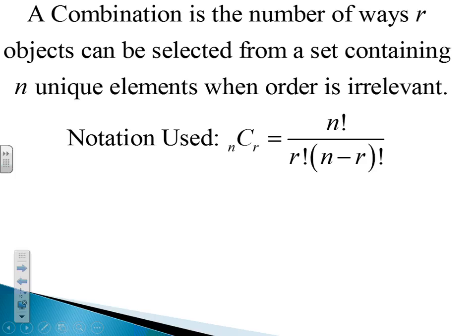So N and R, same thing. N is talking about the total number of elements that we have, the total number of something. And R in this case is going to be the unique elements.